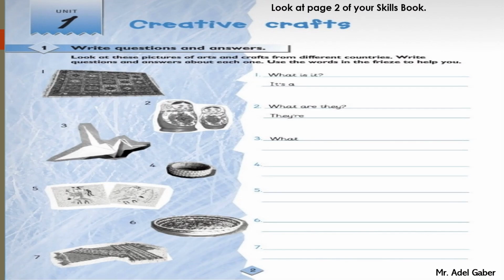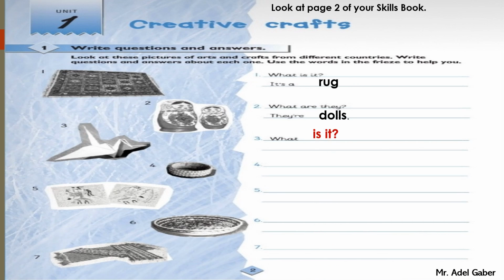Look at page 2 of your skills book. Activity 1. Write questions and answers. Look at these pictures of arts and crafts from different countries. Write questions and answers about each one. Number 1. What is it? It is a rug. Number 2. What are they? They are dolls.